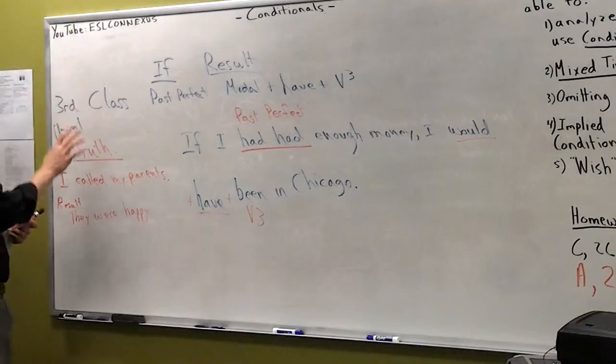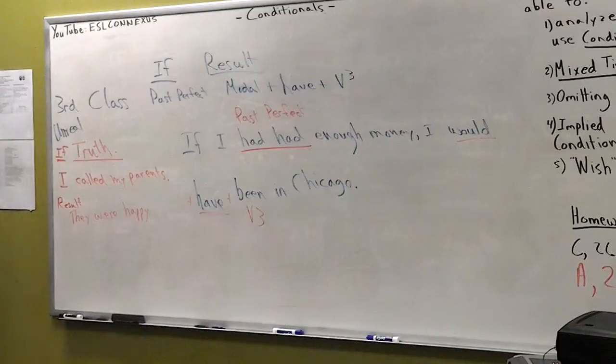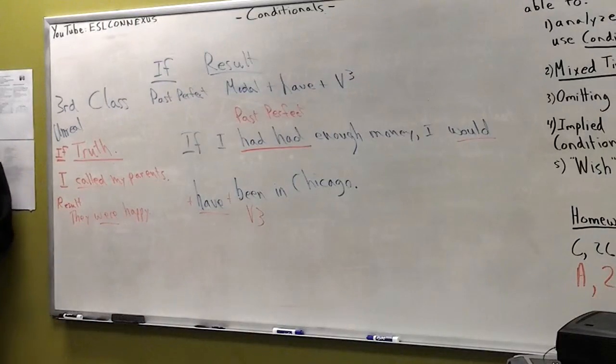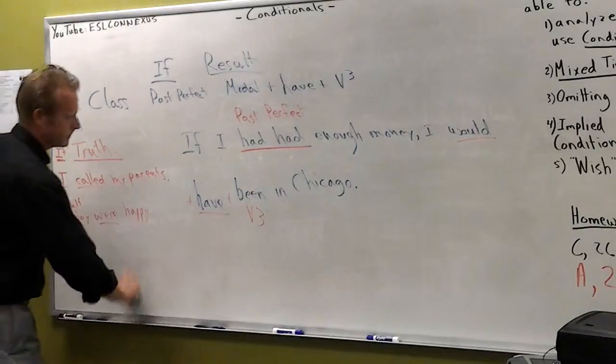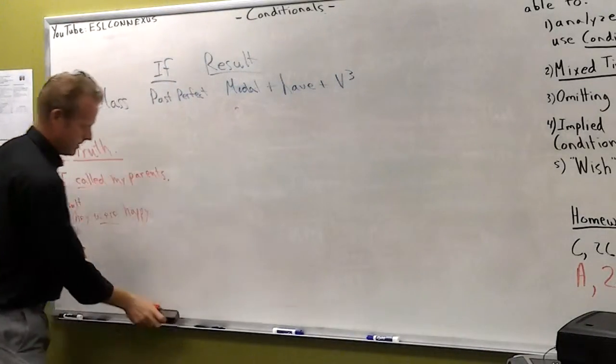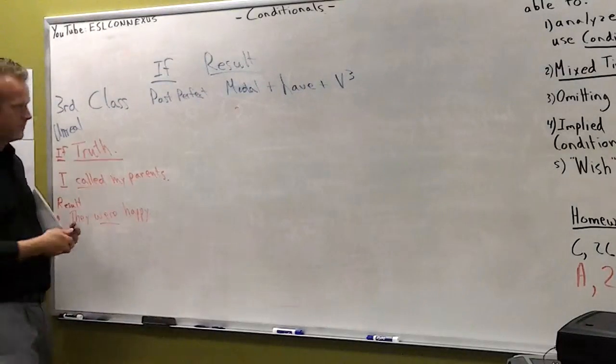want to create a third class condition, okay? Which means, and we know that because we have past, everything's in the past here. So I've got to use a third class condition to talk about an unreal situation in the past. So if I want to make a valid third class condition with this, what am I going to put over here? If I hadn't called my parents. Should be the opposite.